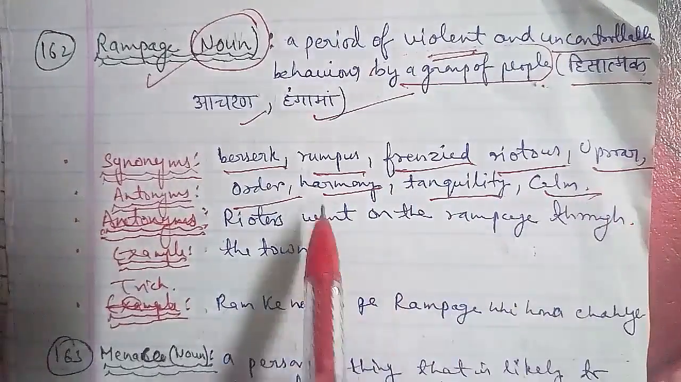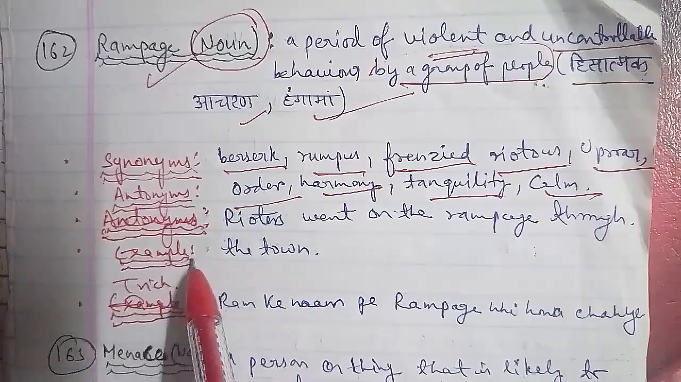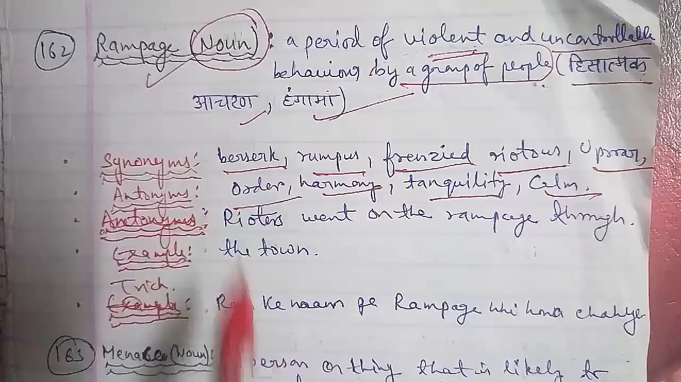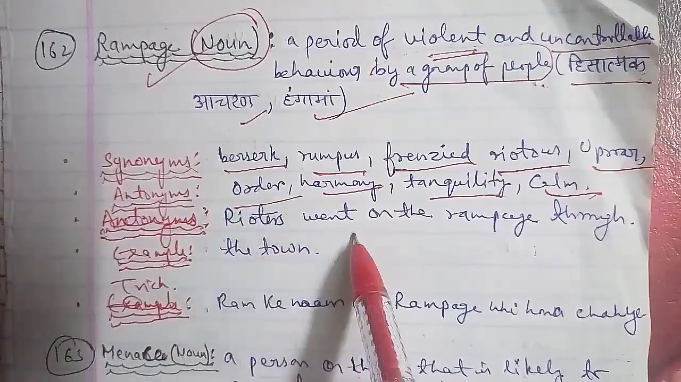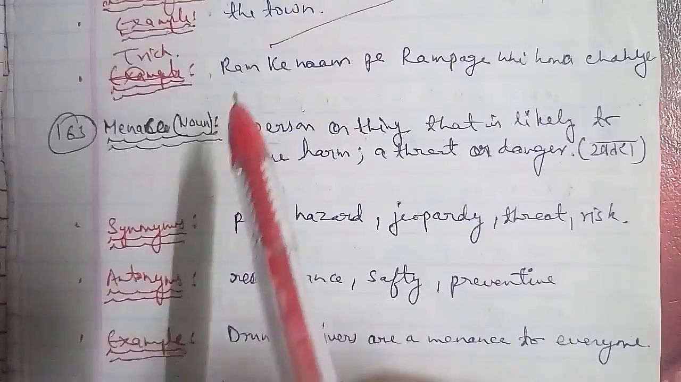The trick of rampage to learn: राम के नाम पे rampage नहीं होना चाहिए. तो in the sense राम के नाम पे हंगामा नहीं होना चाहिए. That means राम के नाम पर rampage नहीं होना चाहिए. Okay, in the same way we have the next word, the 163rd word, and that is menace.